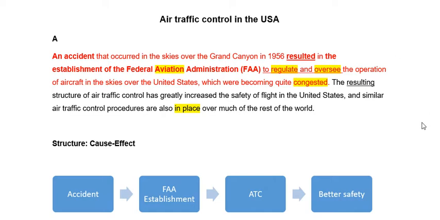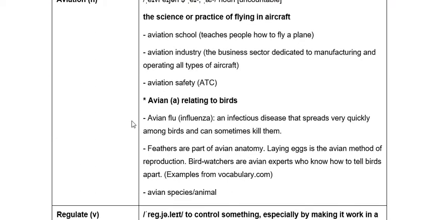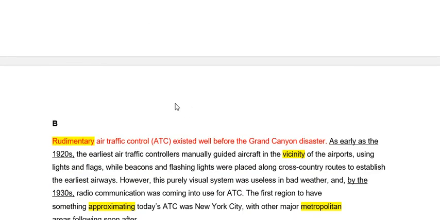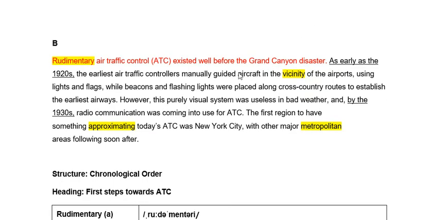And what you can see from here is A is actually the introduction of the whole passage. It introduced the topic of the whole passage. And as what we discussed before, B may continue on the topic. It may provide some background information on the topic of air traffic control. Okay, so we start reading B.